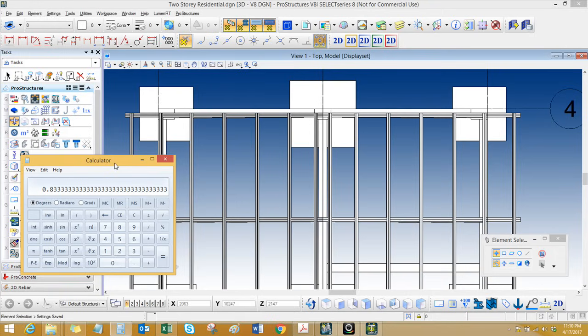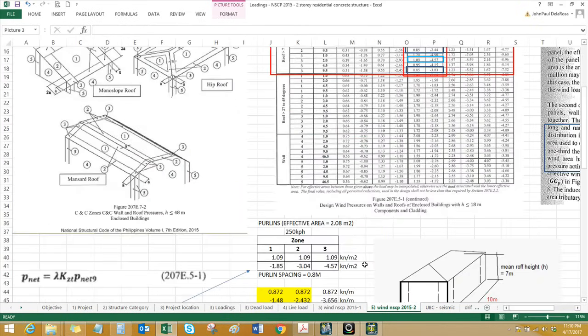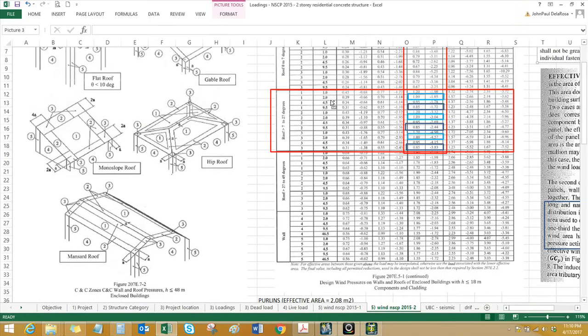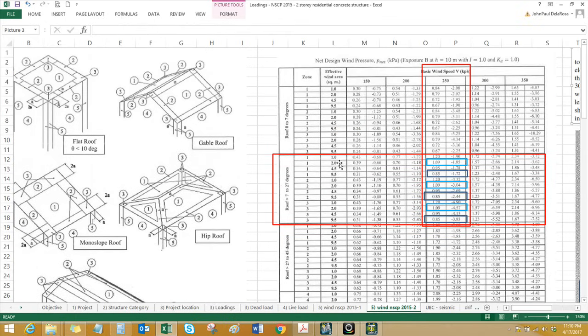Pero yung design natin na spacing is 0.8. So, dapat hindi ka na bumaba dito. So, ito ang i-consider natin, yung 0.833. So, ngayon, i-multiply natin to sa 2.5. So, 2.08. So, kaya pagpunta natin dito sa table na to, okay, so magpo-fall siya sa 2.0 area, okay? So, area ng effective wind area, 2.0.